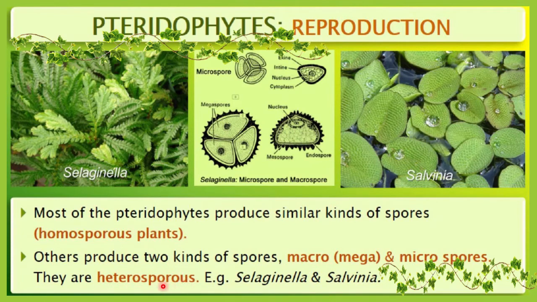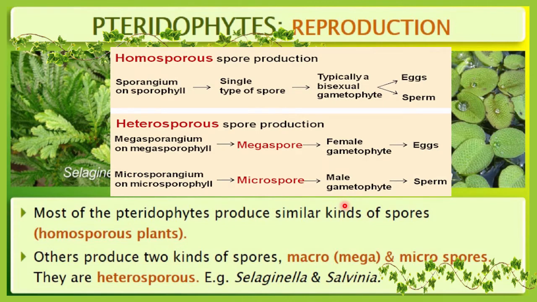And if it is different kinds of spores, then it will be a macro or mega, we can say, that is female spores, and another one is microspores or male spores. An example of such a plant which produces heterosporous spores is Selaginella. Here you can see this is Selaginella, and the next one is Salvinia. Let me understand more by using this diagram.